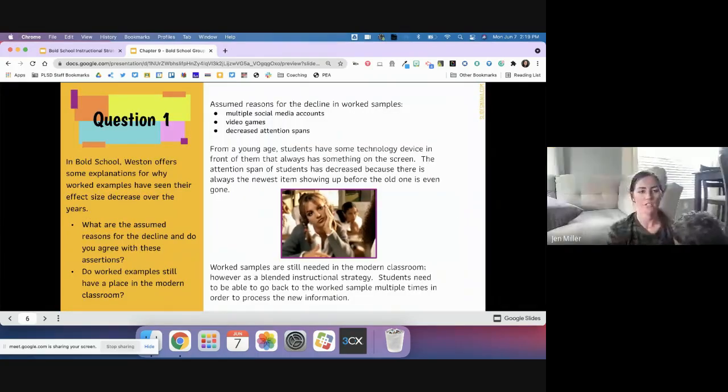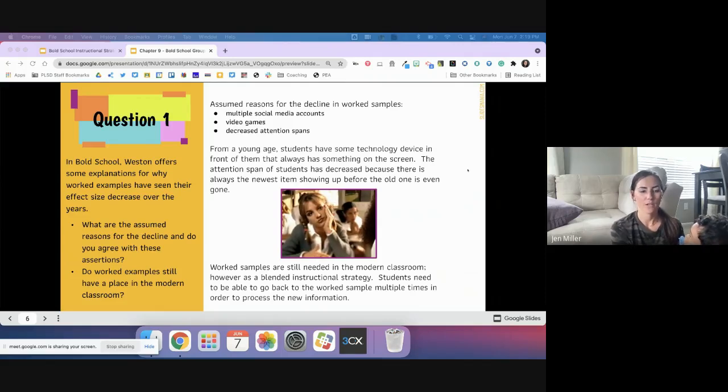And then some of the questions, he's offering some explanations as to why worked examples have seen a decrease in their effect size. And a lot of it is the multiple social media accounts, the video games, the decreased attention spans, which we've touched on. From a young age, kids have always had some type of technology device in their hands, and it's always something on the screen. So when something new doesn't pop up right away, or they actually have to attain focus for longer than a minute, they don't retain anything.